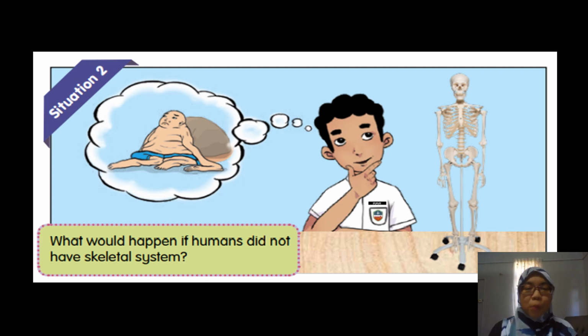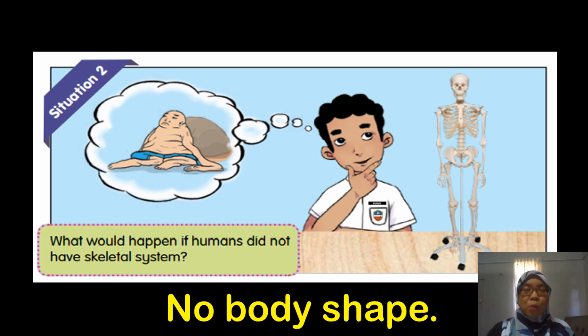Situation 2. What would happen if humans did not have a skeletal system? Look at the picture that the boy imagined. The situation without bones. We are going to look like a jelly. So the effect is, without the bones, of course, we won't have body shape.